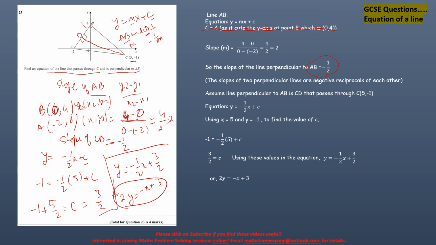So assume the lines AB and CD are perpendicular. CD is passing through (5, -1), so the equation is y equals minus half x plus c. Using x as 5 and y as minus 1 to find the value of c, I get that 3 by 2 is c. So you put it in the equation, that's my equation of the line. Or if you multiply by 2, you get this as the equation of the line, and that is my answer.